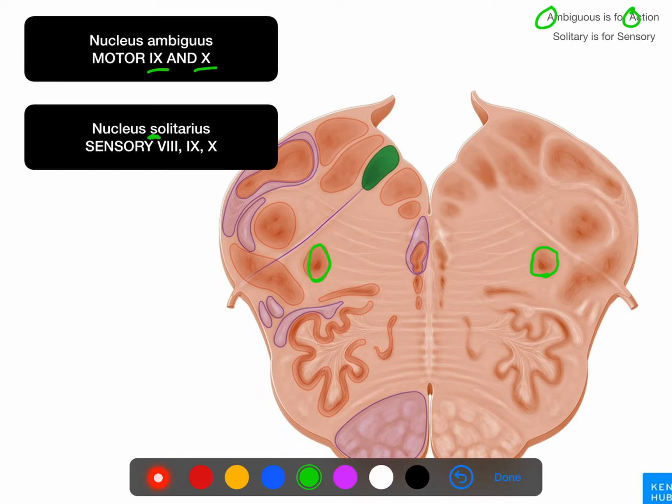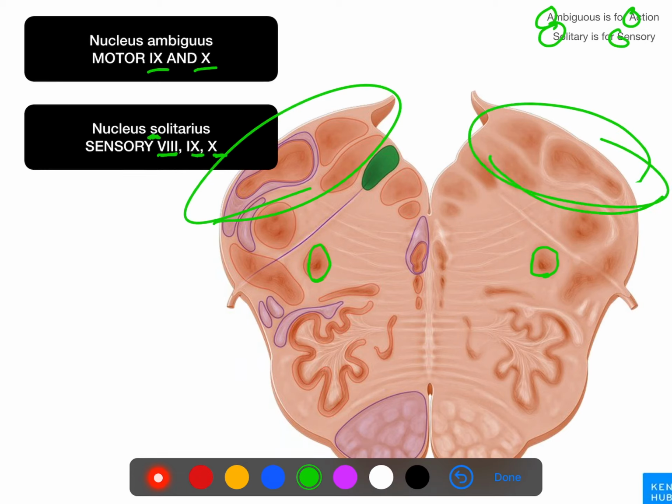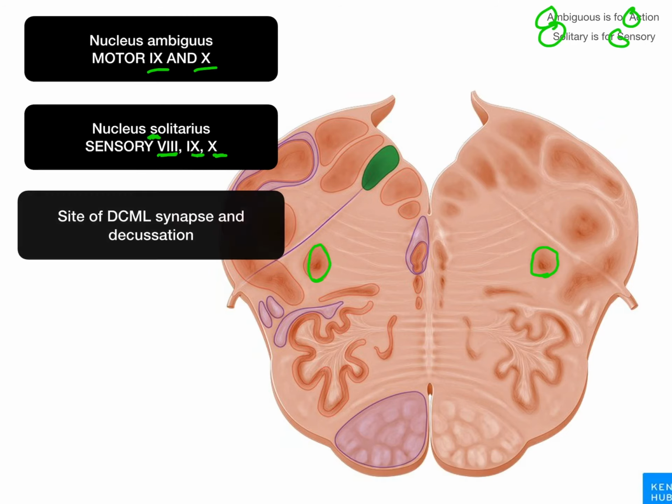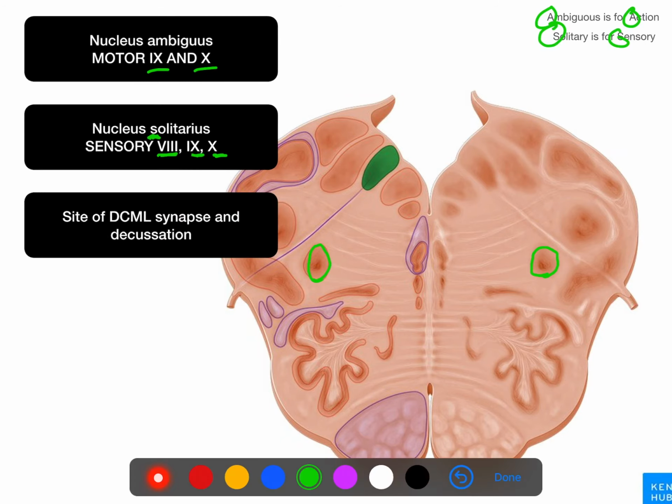The nucleus solitarius, solitary, is sensory to 8, 9 and 10, because you've got cochlear nuclei and vestibular cochlear nuclei here. They border both the pons and the medulla, and they sit in the back corner of the pons and the medulla. So it's sensory for 8, 9 and 10. We'll do a bit more detail on that later.